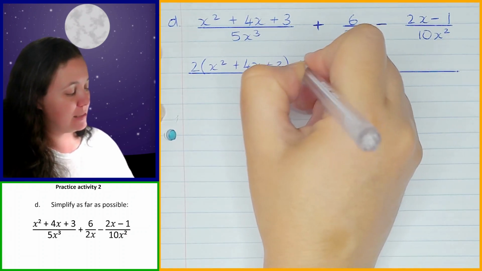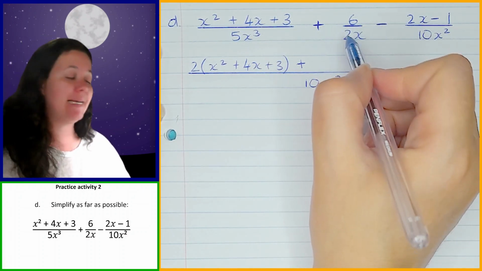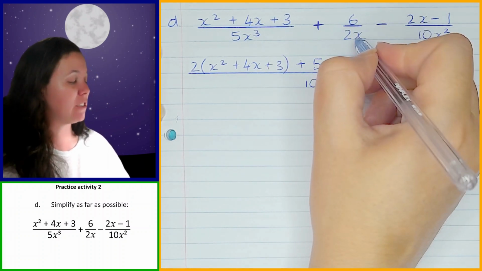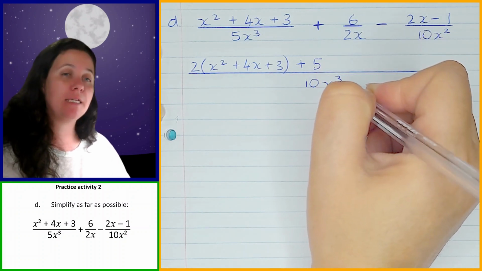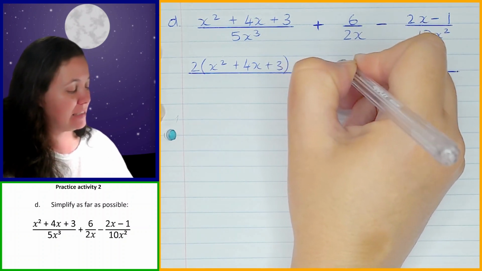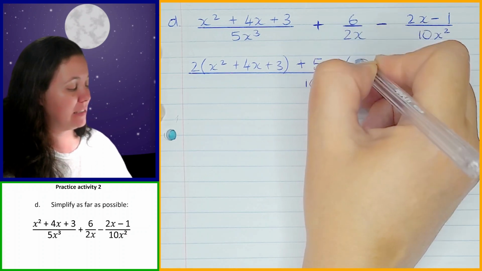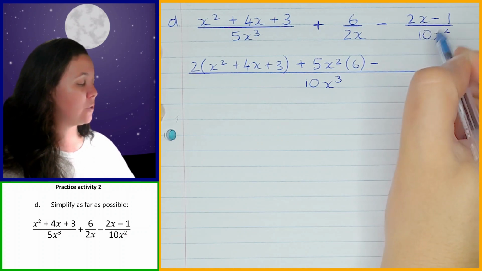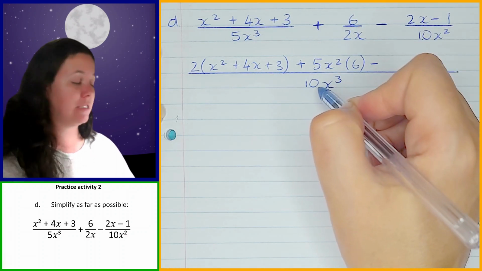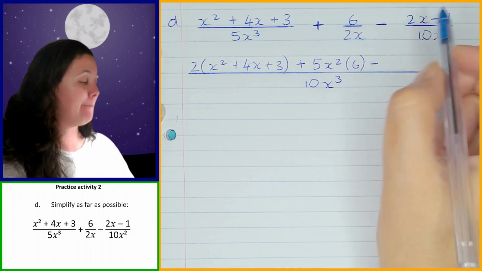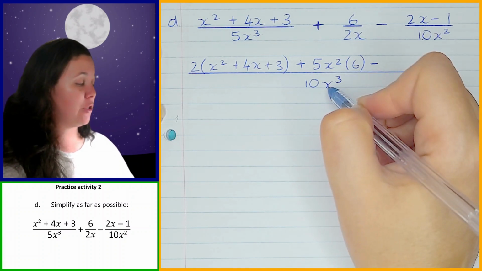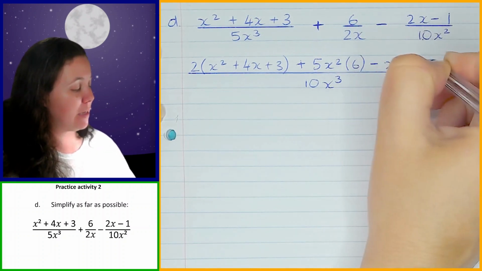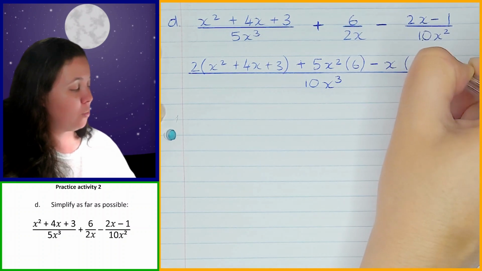Then I've got plus, now this 2x, I need to multiply 2 by 5 to get 10, so I'm going to have 5 over here. And then I need to multiply x by x squared to get x cubed. So it's going to be 5x squared. And I'm multiplying that by the existing 6 over there. Then I've got minus, and then for 10x squared, the 10 is already the same as the 10 in my LCD, so I don't need to multiply by a number, but x squared is not the same as x cubed. I need to multiply by x to get x cubed. So I'm going to have x over here, and I'm going to multiply that by 2x minus 1 in brackets.